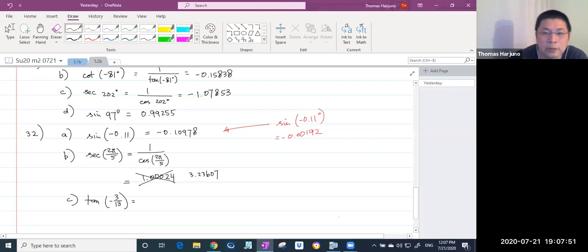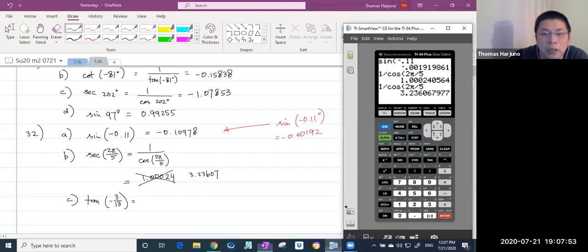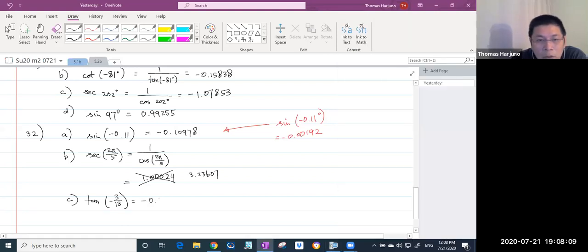Okay, now tangent -3 over 13. That's already in gradient, right? Okay, that's -0.23495.